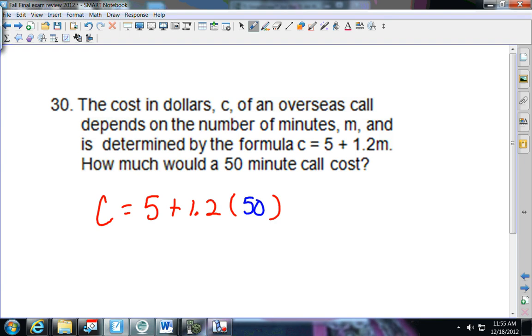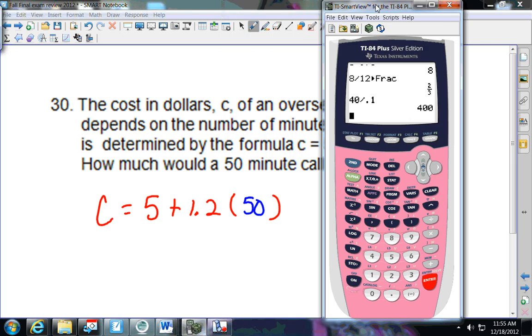So now I'm going to come in here in my handy-dandy calculator. I've got 5 plus $1.20 times 50. 65. So the call would be $65.